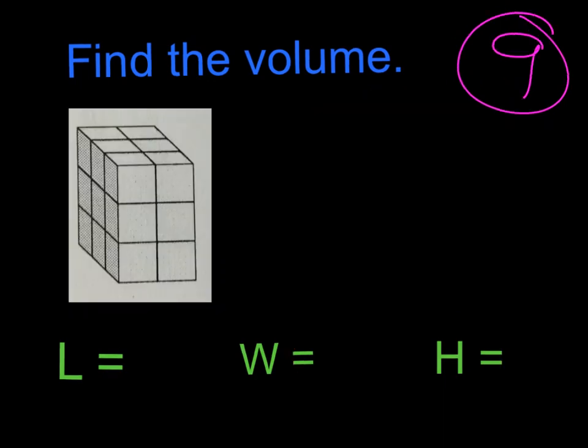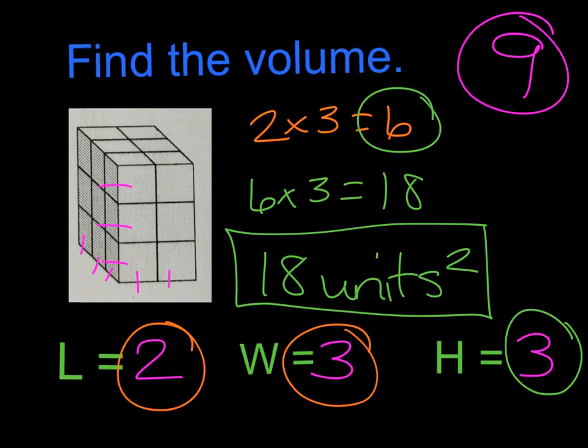Problem number 9, find the volume of this rectangular prism. Pause the video while you're working, and then unpause it to check your work. All right, and to check your work, you should have multiplied 2 times 3, which is 6, and then 6 times 3, which is 18. So 18 units squared is the volume of this shape.